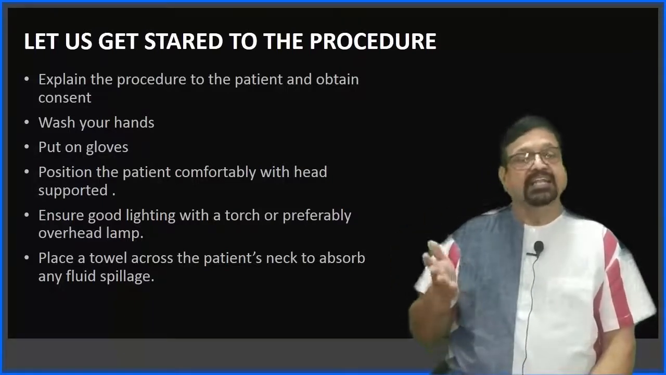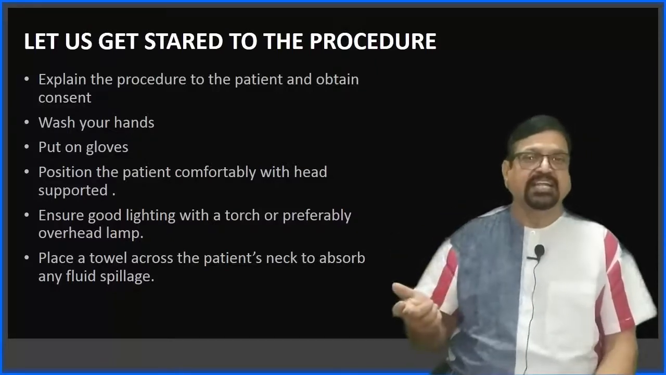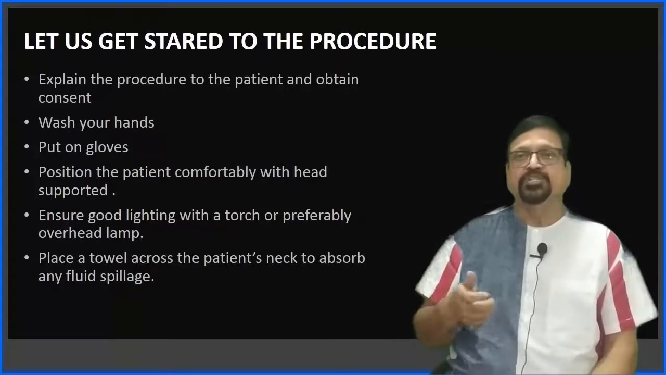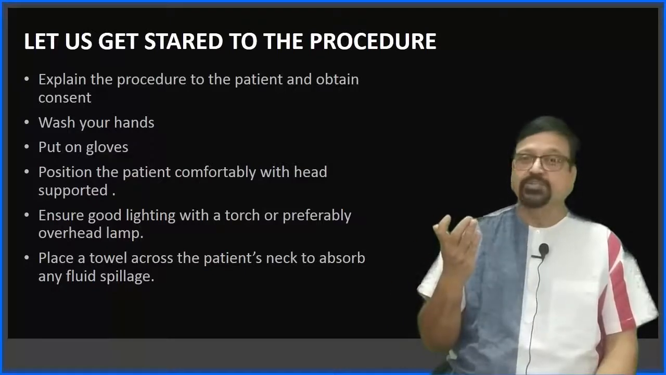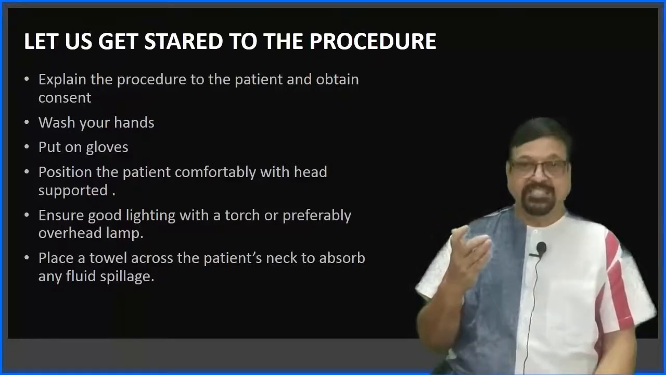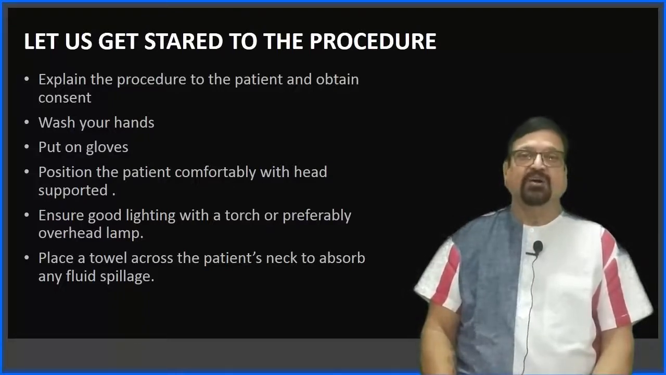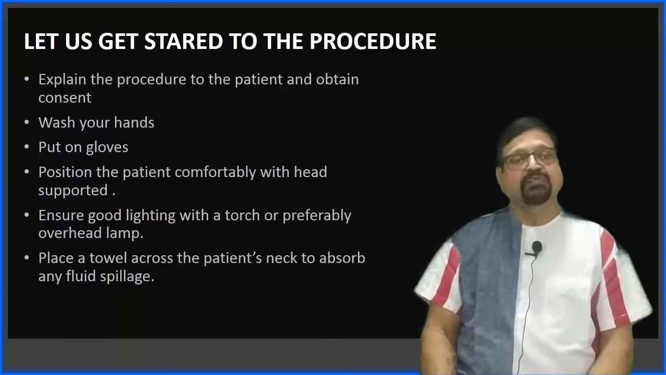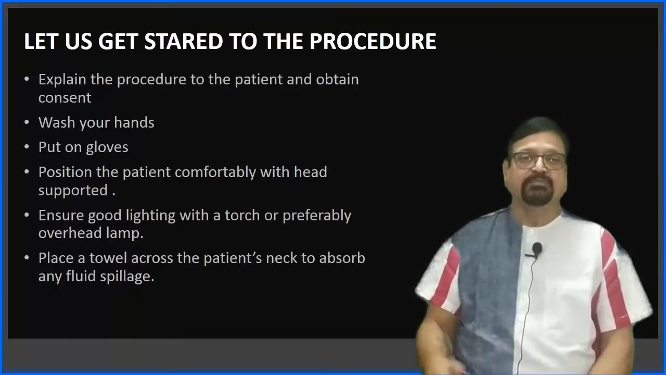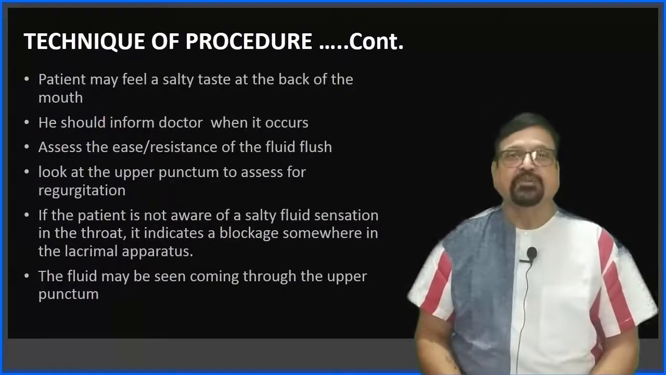So explain the procedure to the patient, tell him that we have used local anesthetic, so there won't be much pain. Then our own precautions, like we wash our hands, wear the lead apron, then put on gloves, position the patient comfortably with the head supported. Now in this, what is most important, head should not move side to side, it has to be steady. Now ensure good lighting with torch or mobile light or overhead lamps, that's routinely available. Then place a towel across the patient's neck to absorb any fluid or drainages. Usually fluid comes as tears from both sides, but that is also not significant.